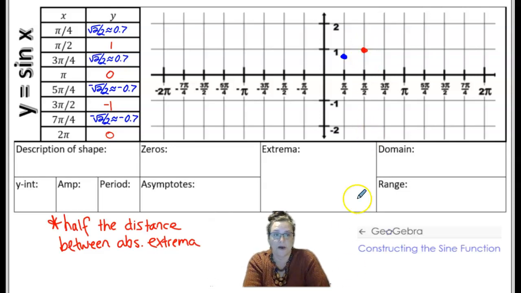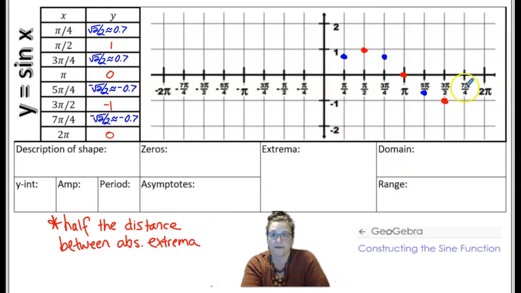Then at 3 pi over 4, we're coming back down to square root of 2 over 2. At pi, we're going to come to our first 0 because that's our x-intercept. Then 5 pi over 4, this is in the third quadrant now. We're at negative 0.7. At 3 pi over 2, we're down here at negative 1.